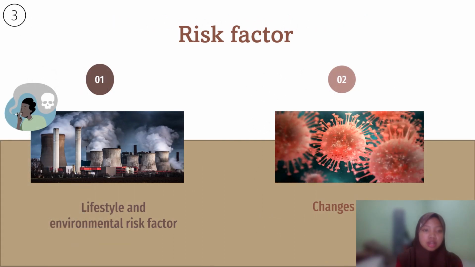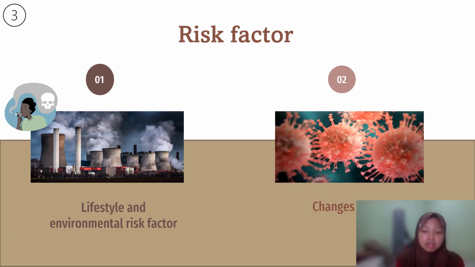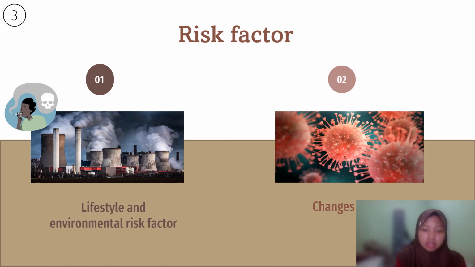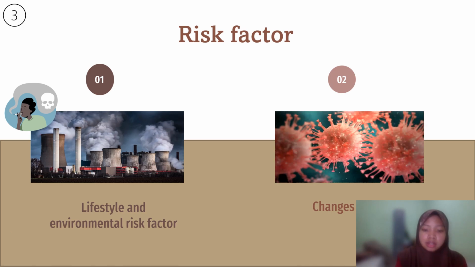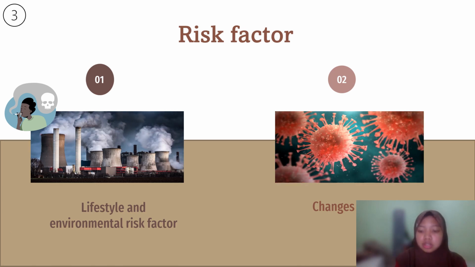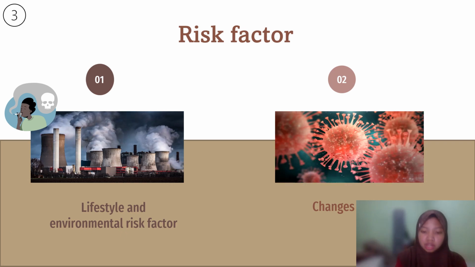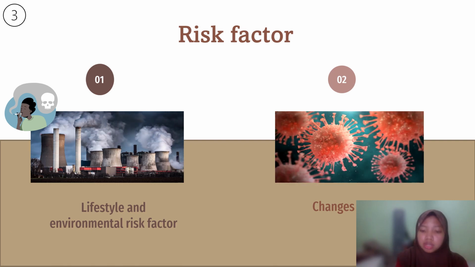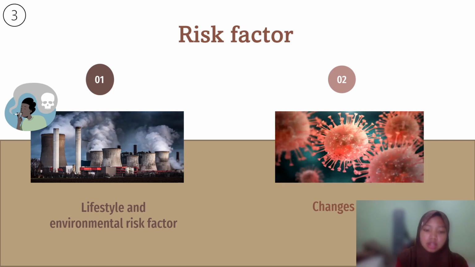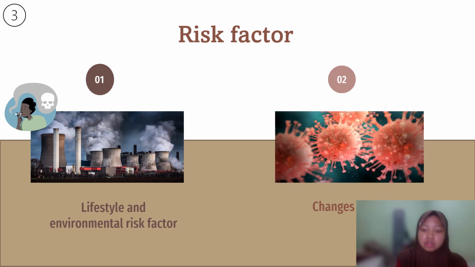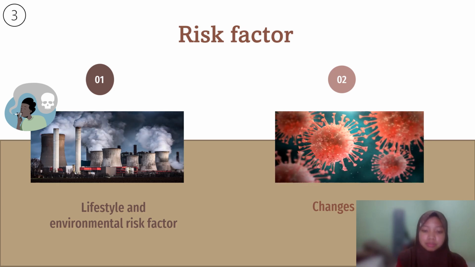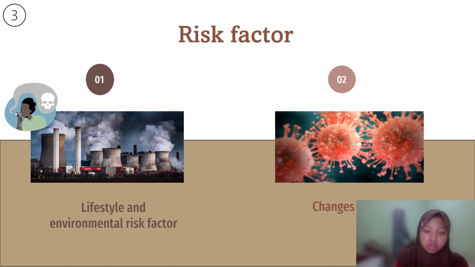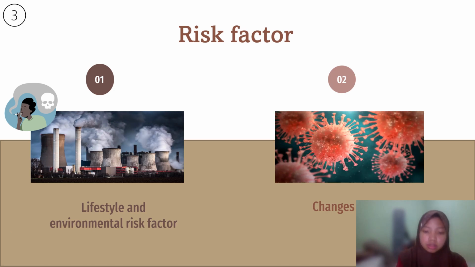Next, risk factors. Number 1 is lifestyle and environmental risk factors. In adults, lifestyle-related risk factors such as smoking, being overweight, not getting enough exercise, eating an unhealthy diet, and drinking alcohol play a major role in many types of cancer. But lifestyle factors usually take many years to influence cancer risk, and they are not thought to play much of a role in childhood cancer. A few environmental factors, such as radiation exposure, have been linked with some types of childhood cancer.